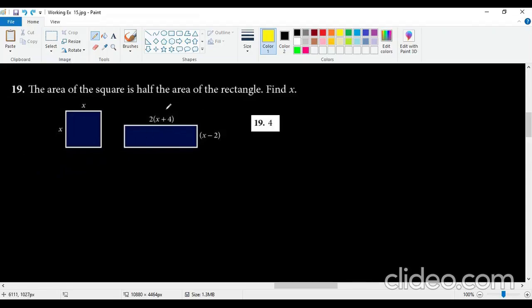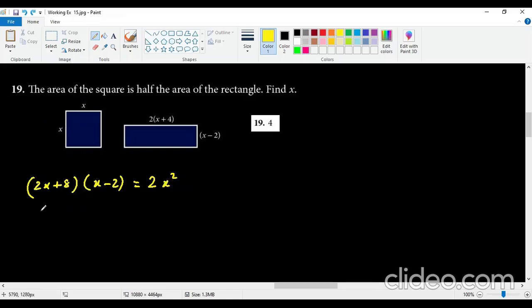This has to be multiplied by this first. So what I'm doing is simplifying the first bracket first, 2x plus 8, because this is actually 2x plus 8. So I'm writing straight away, multiplied by (x minus 2). This is going to be equal to 2 times x square, because x square is the area of this square. So we double the x square.